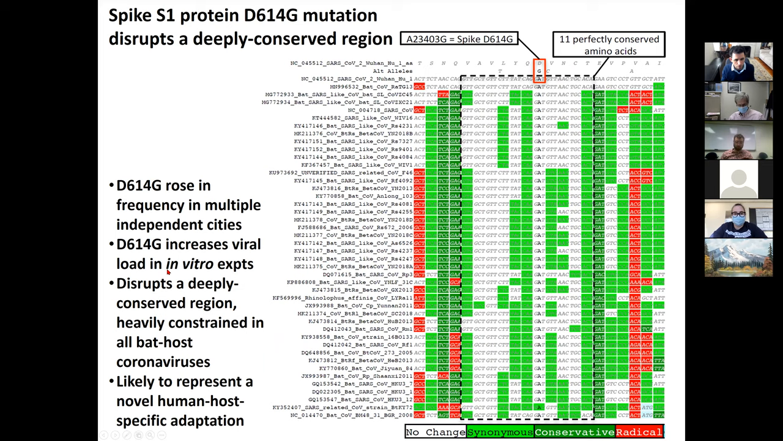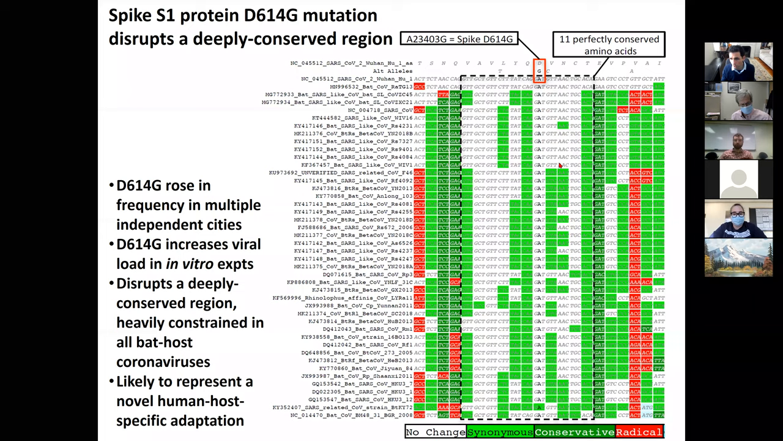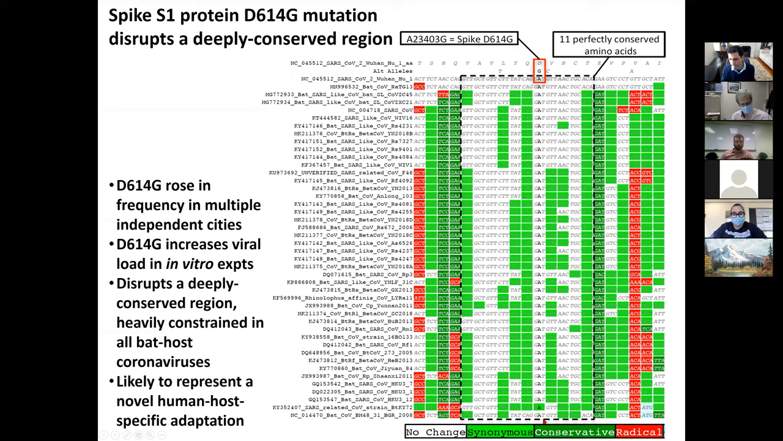What we're finding is that this D614G mutation is not happening in the rapidly evolving portion of S1. It in fact happens in a very slowly evolving portion of S1. And it disrupts a nucleotide position that has never been previously changed in the 60 million years of bat host evolution. So that suggests that this region is extremely important for transfer between bats, but somehow for transfer between humans, this appears to be a beneficial change.